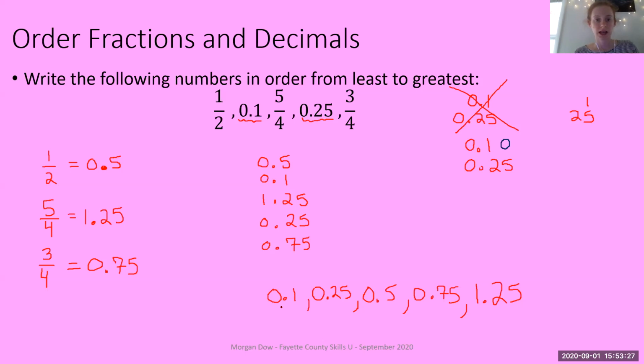And I'm just going to go ahead and put my fractions in my list as well, just so that we don't forget that we started out with fractions. So 0.5, that was 1/2. 5/4 was 1.25. And 3/4 was 0.75. So our final list should really be 0.1, 0.25, 1/2, 3/4, 5/4.